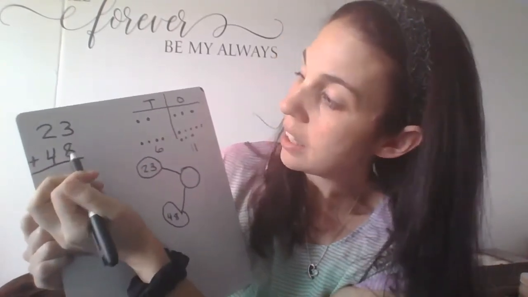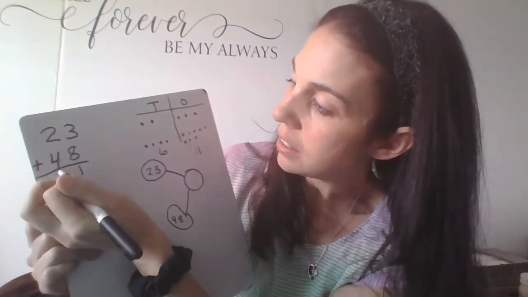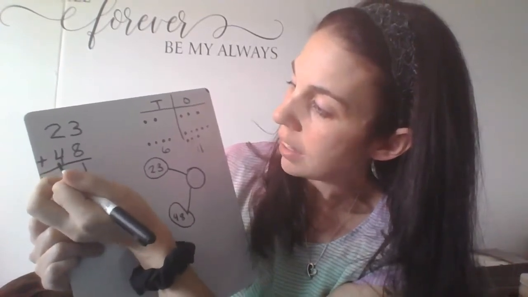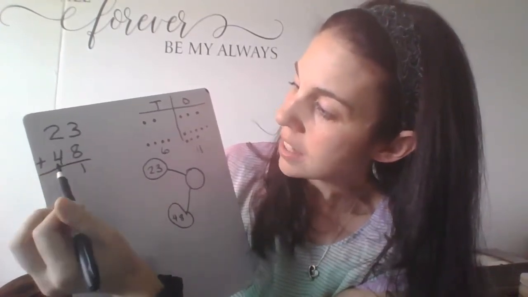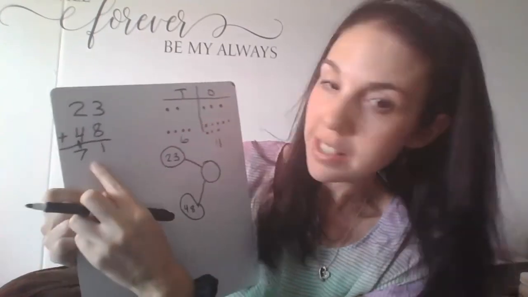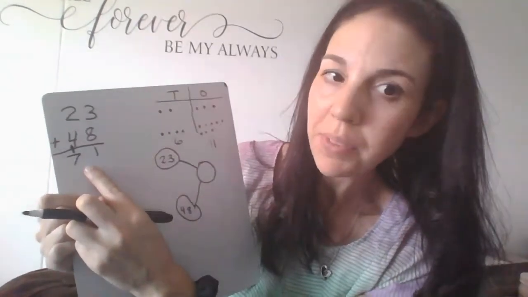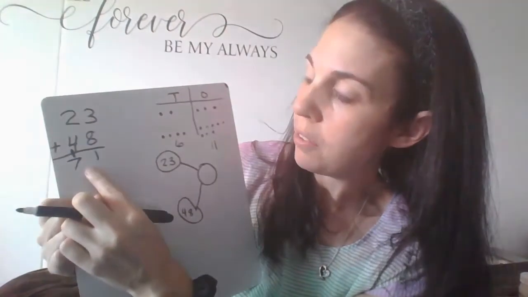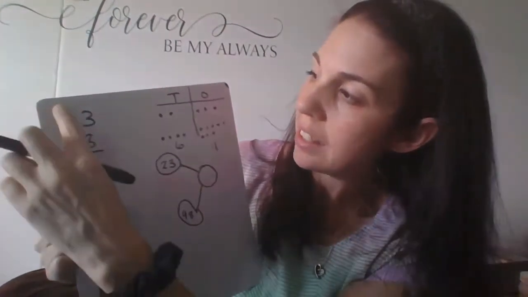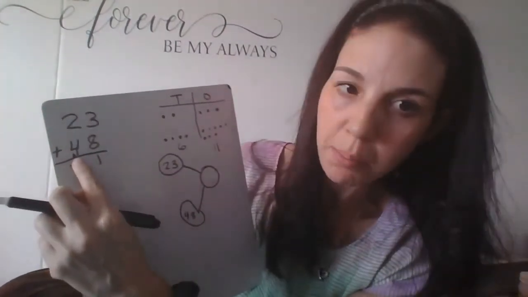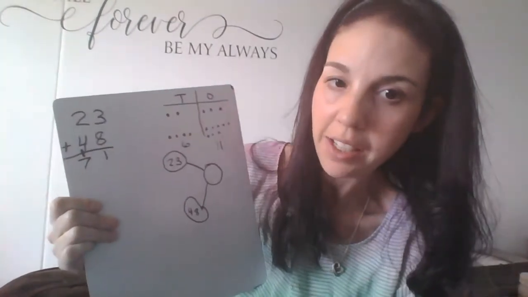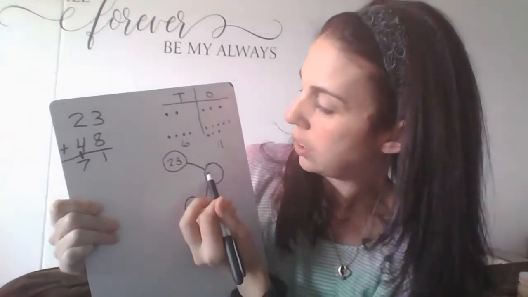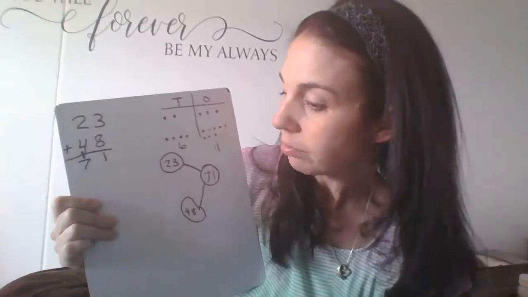So we can show it here. 8 and 3 is 11. We can carry our 1 right here. 4, 5, 6, and 7. Parents, this is the standard algorithm. This is a familiar one for you guys, except now instead of adding the 1 up top, we add it to the bottom so that it's not forgotten. So our whole is 71.